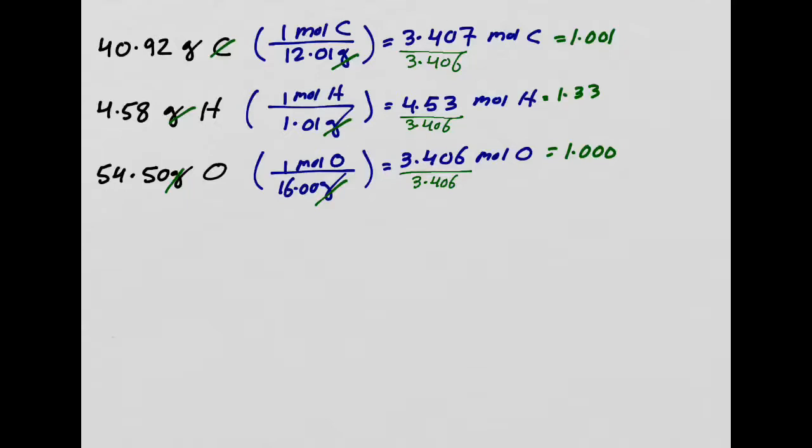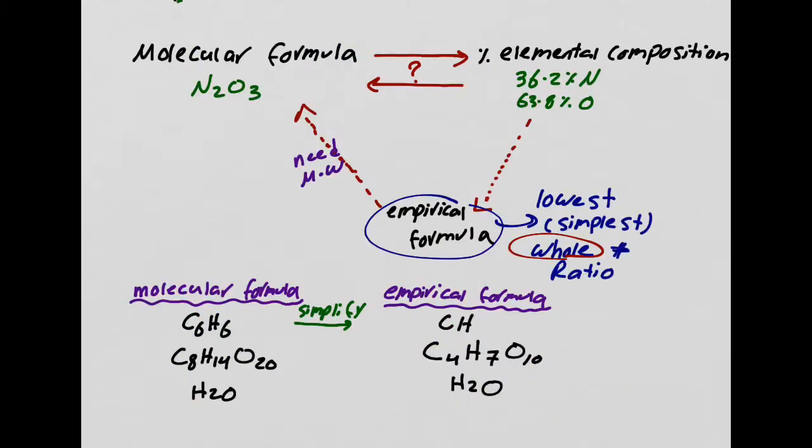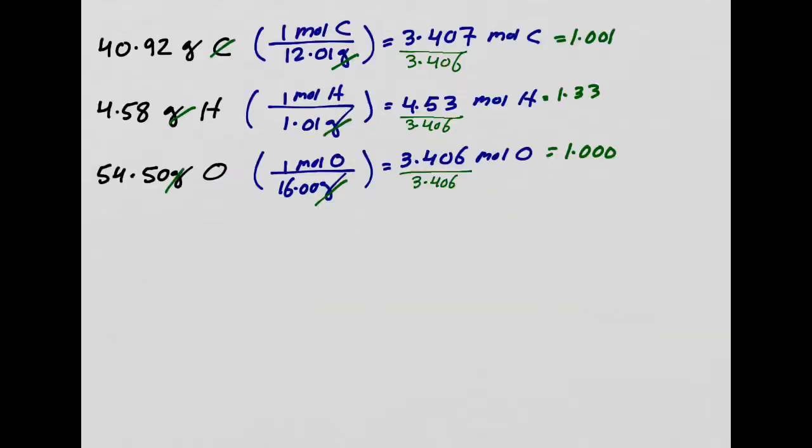Then you divide by the smallest number of moles. In this case, it was the moles of the oxygen. When I did that, I got a ratio. There's one problem here. We said the empirical formula has to be the lowest, the simplest whole number ratio. There was a reason I circled whole number. Do I have whole numbers here? This is 1, this is 1, this is 1.33. This is not a whole number.